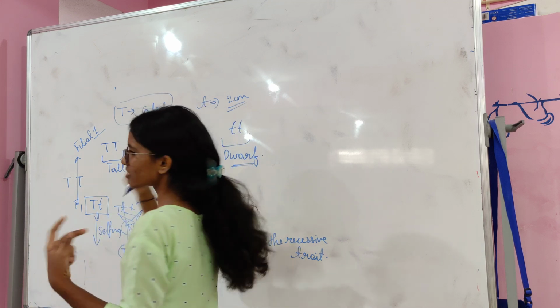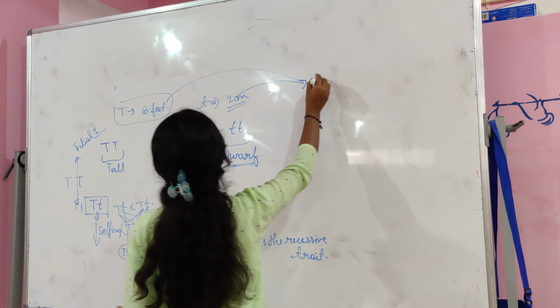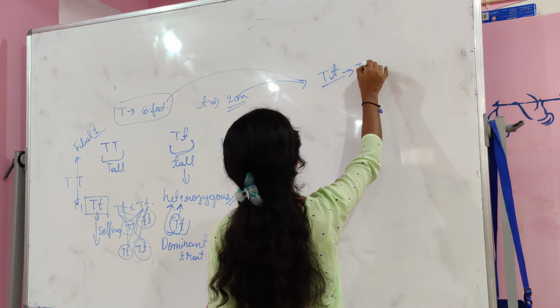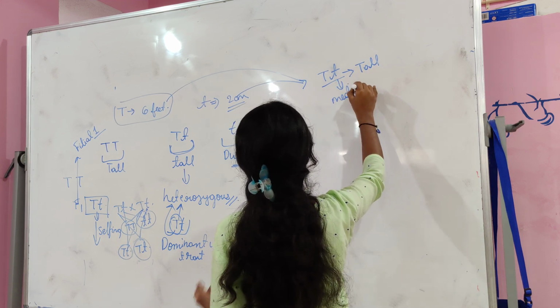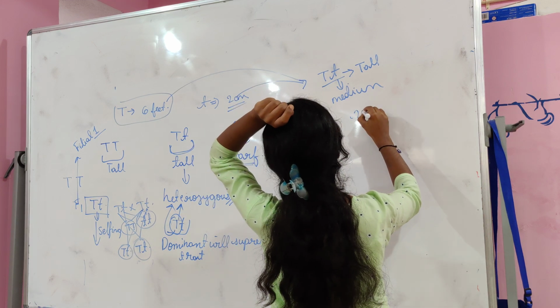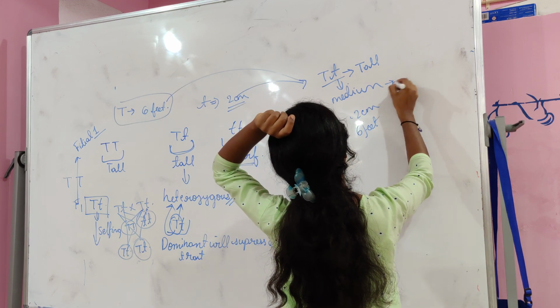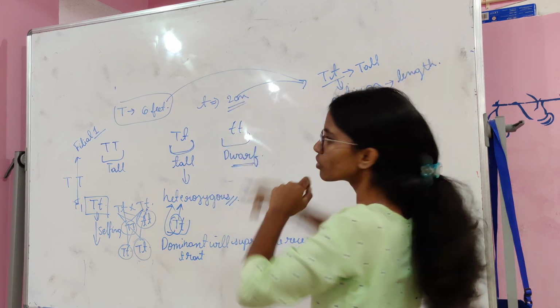Okay, just don't take it in reality. This one and this one, when he crossed between them, he found that it is still tall. So what will be the height? Will it be of medium height, like middle between 6 feet and 2 centimeters, or will it be 6 feet? What will be the height of this?